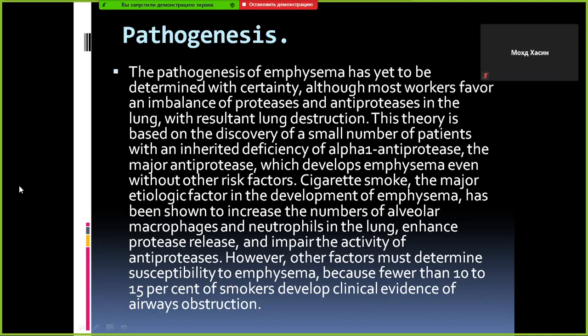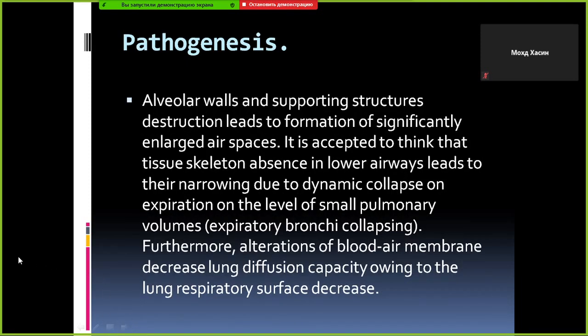However, other factors must determine susceptibility to emphysema, because fewer than 10 to 15% of smokers develop clinical evidence of airway obstruction. So destruction of alveolar walls and supporting structures leads to formation of significantly enlarged air spaces. It is accepted that the absence of tissue skeleton in the lower airways leads to their narrowing due to dynamic collapse on expiration at the level of small pulmonary volumes, so-called expiratory bronchial collapse. Furthermore, alterations of blood-air membranes decrease lung diffusion capacity owing to the decrease of the lung respiratory surface.